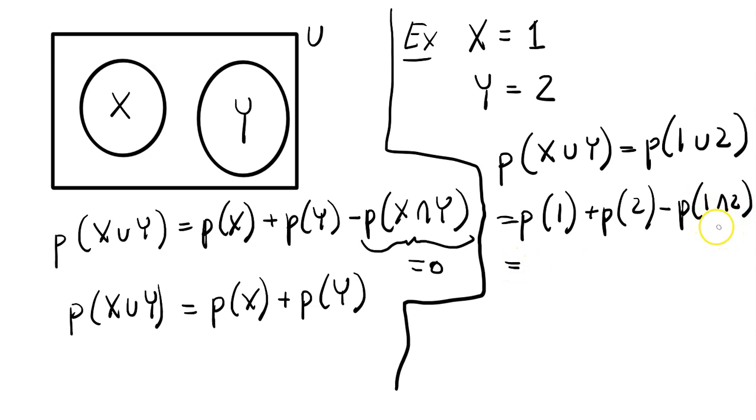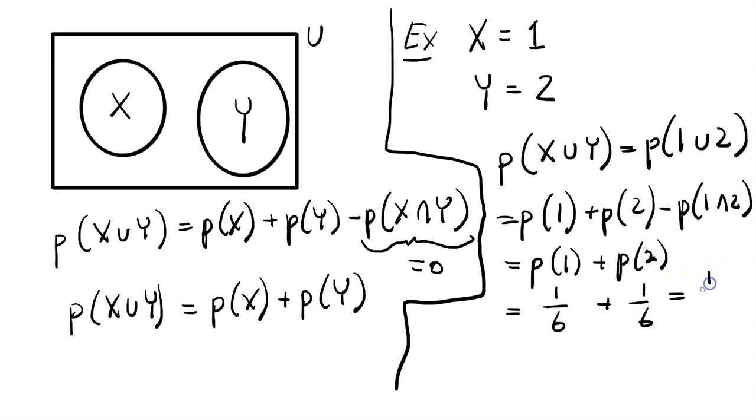But both cannot happen. You cannot have both 1 and 2 on the die. So we know that this is 0. So in this case, you can just add the probabilities. So this is 1/6 plus 1/6. So this is 1/3.